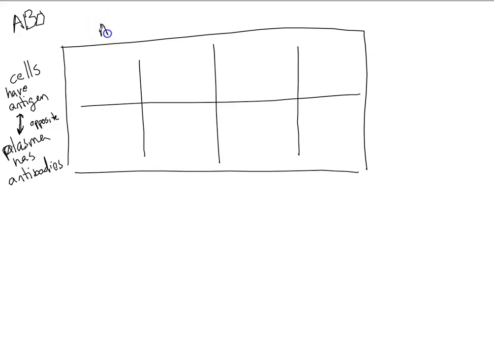So here we're going to put A. Here we're going to put B. Here we are going to put AB. And here we're going to put O. And we have not addressed Rh factor yet. We're going to put that on a slightly separate table, and I will explain why later.